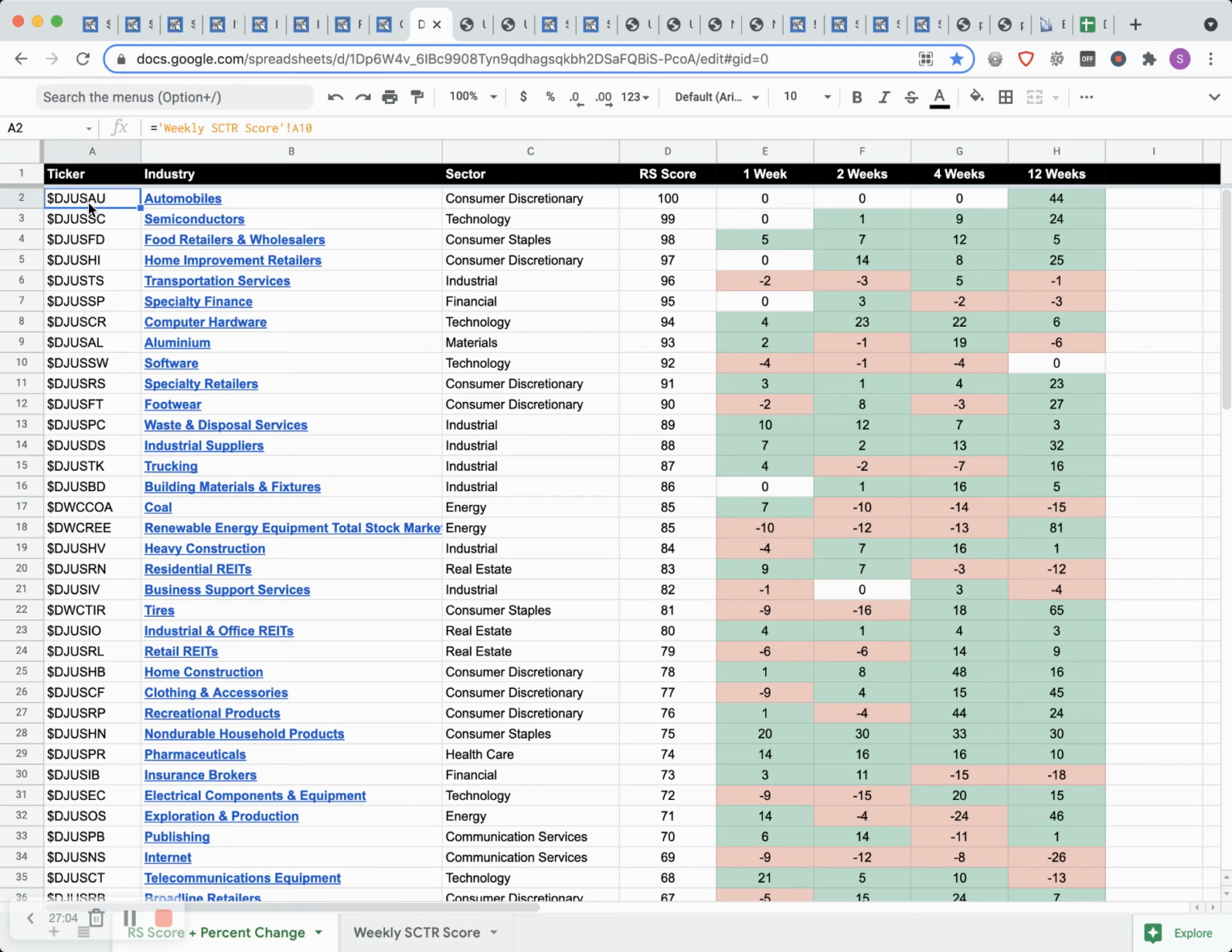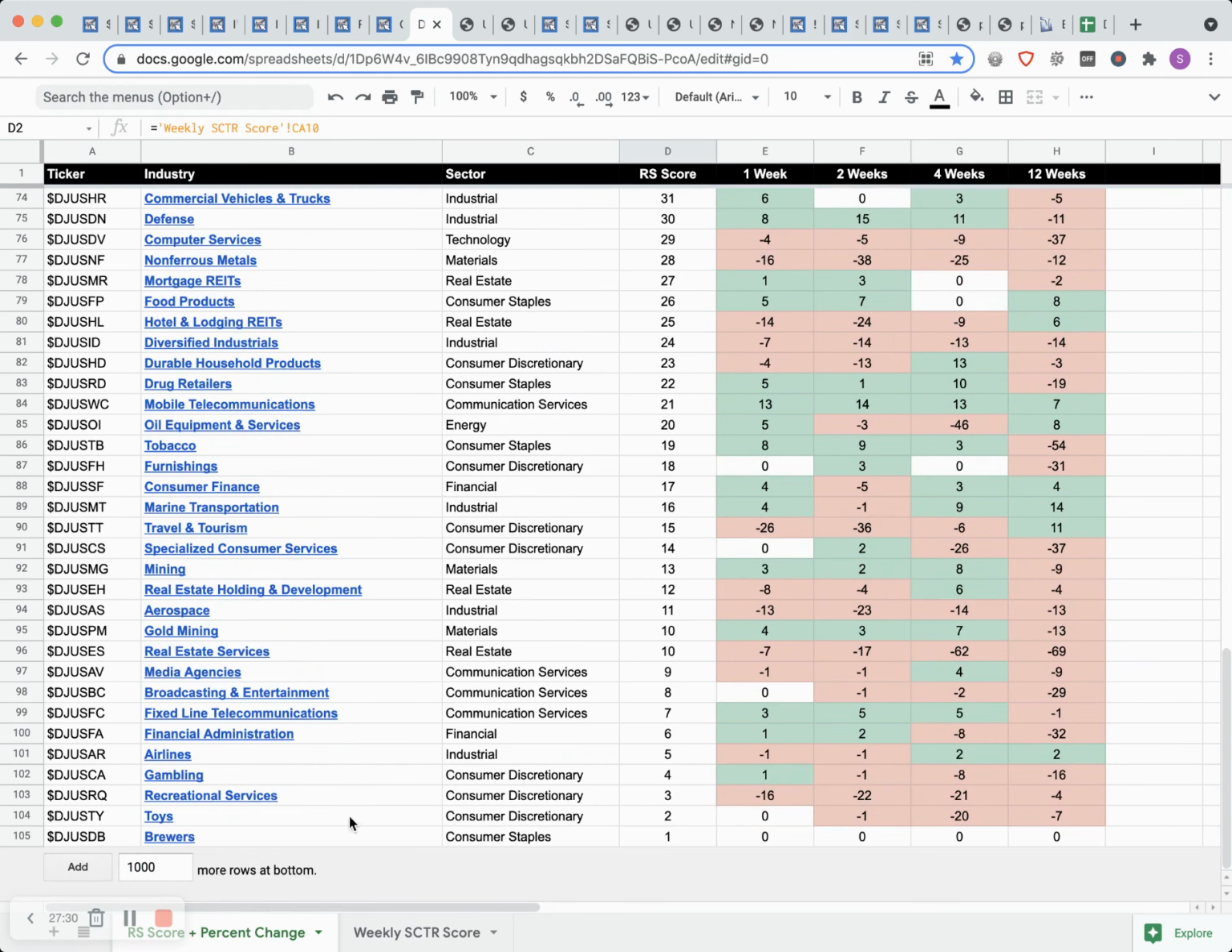So the strongest group at the moment still remains automobiles. You can see I do 1 week, 2 week, 4 week, and 12 week, so we cover up to 3 months of RS changes here. So you can see 12 weeks ago the automobiles group was 44 lower. There's 104 groups, so not quite 44, but for the video purposes, it was 44 lower.